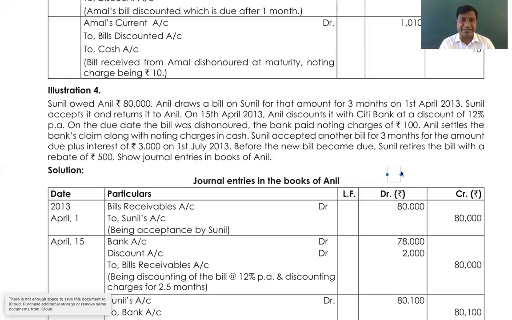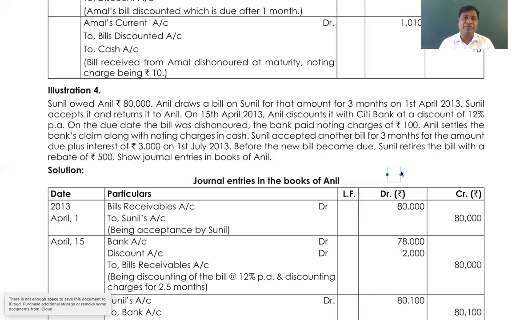Anil settles the account with the noting charge, in cash. Sunil accepted another bill for 3 months. Anil again turned to Sunil: look at this bill, you could not pay. Sir, I'm so sorry, I don't have money at the time, but I'll rewrite the bill. I will write a new bill.